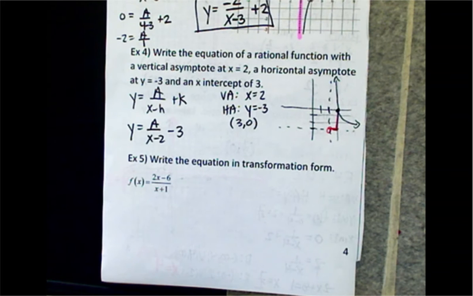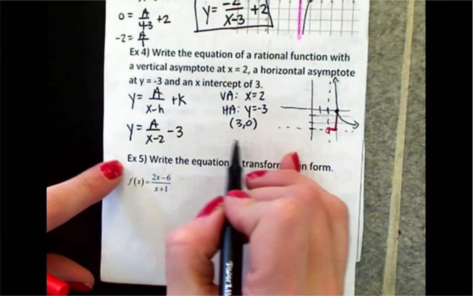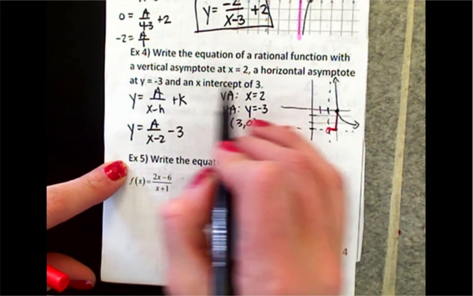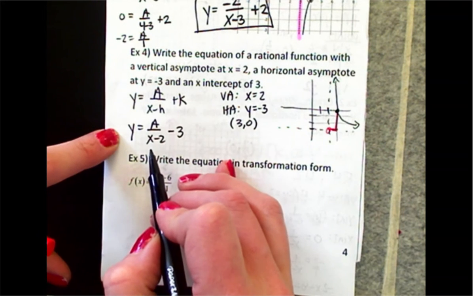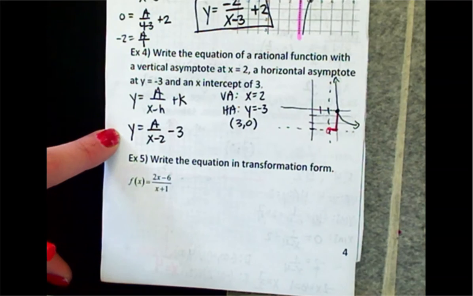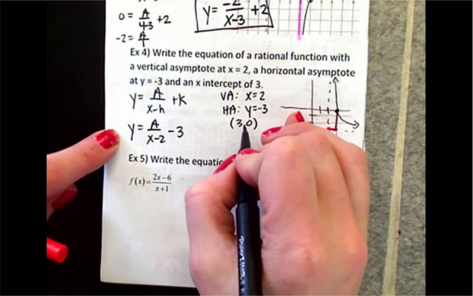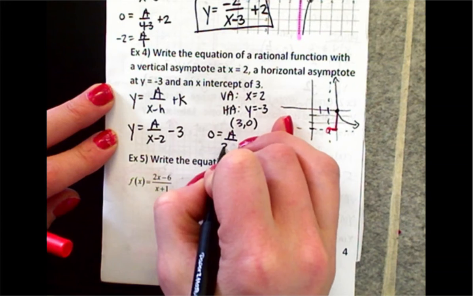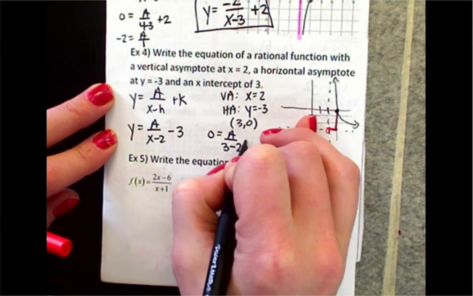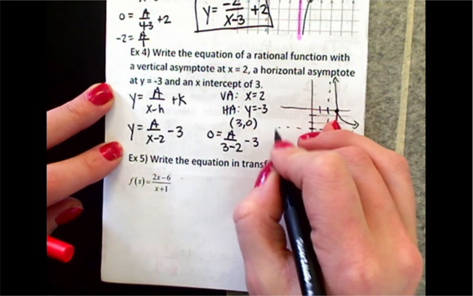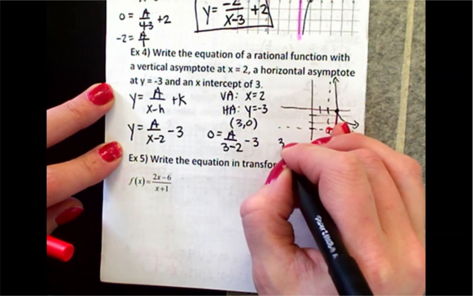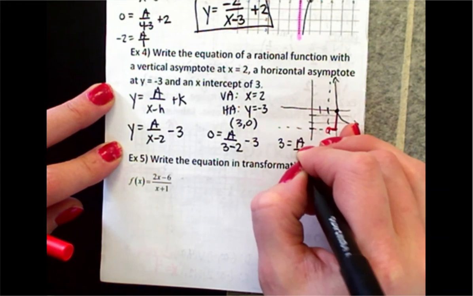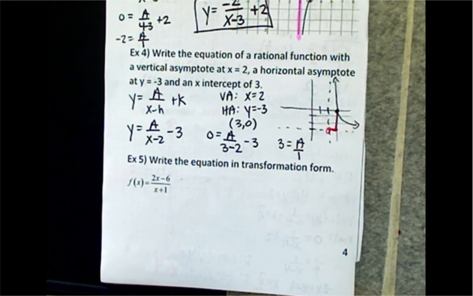We're going to do it algebraically next. Okay? So I'm going to take my x-intercept, plug it in, and solve for A. And then I'll show you again on the graph. So 0, A over 3 minus 2 minus 1. So we get, add the 3 over. Wait, so 3 is the A, right? Yeah. Do you see it now?